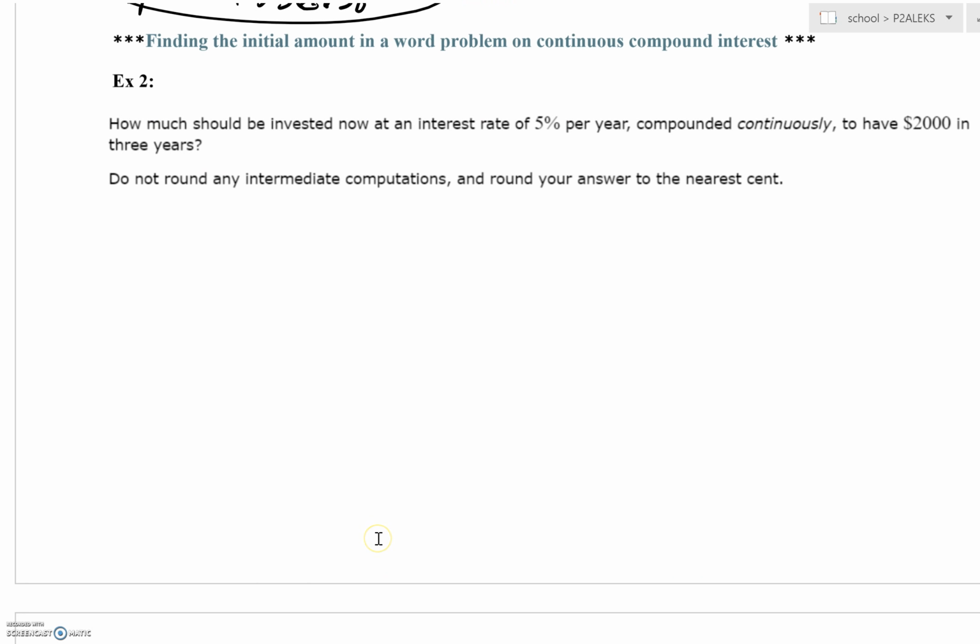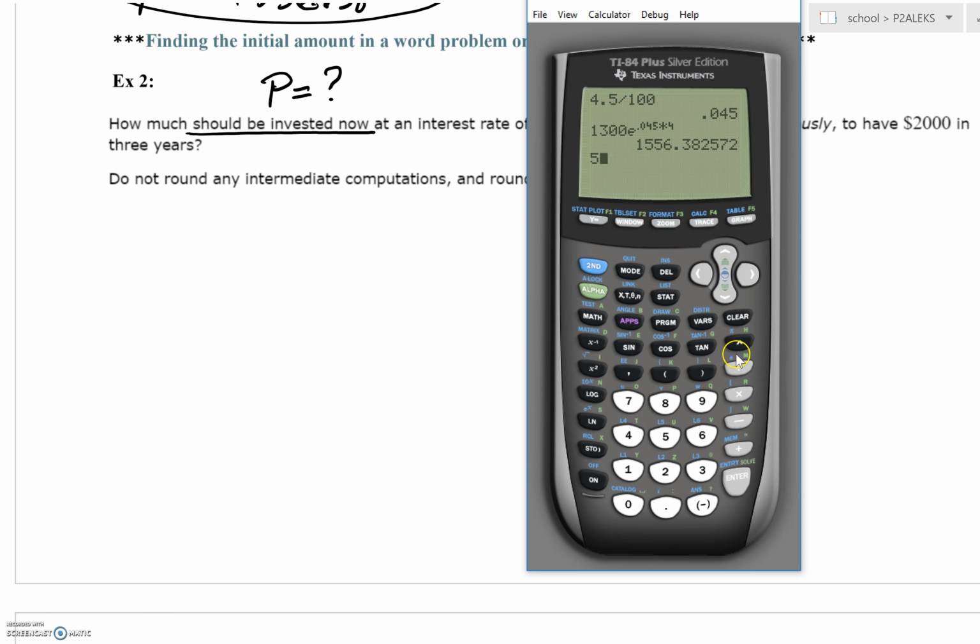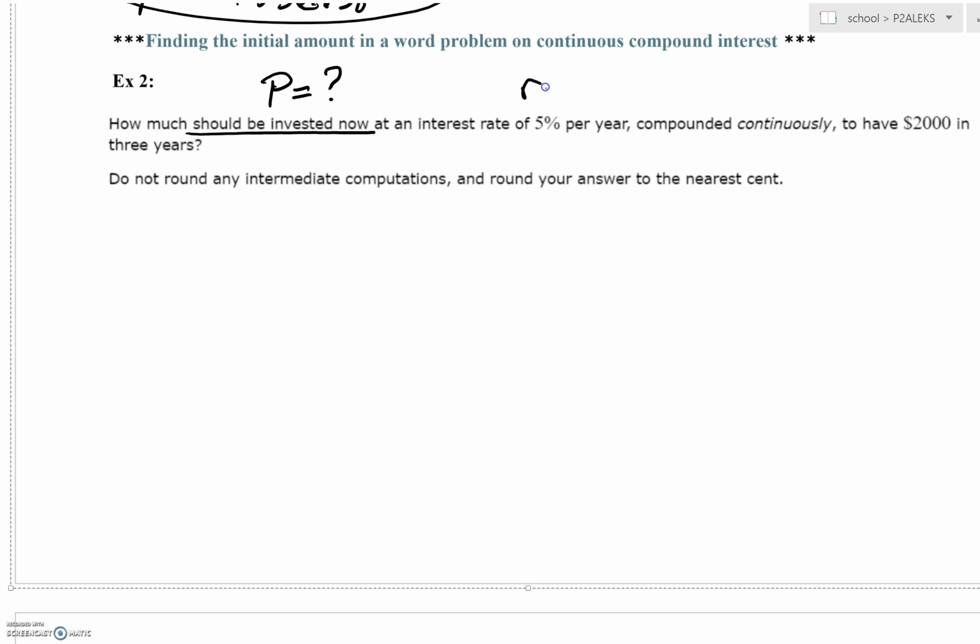For example 2, this is way different in this regard. Please notice how much should be invested now. What should you start with? You don't know what you're starting with, and you'll get a question like that. You got to think about this a little bit differently. Your R with 5%, we can just type in 5 divided by 100, and you'll get 0.05. And we want to have $2,000 after 3 years. So you want to end with $3,000.